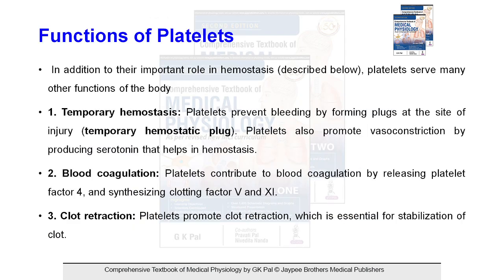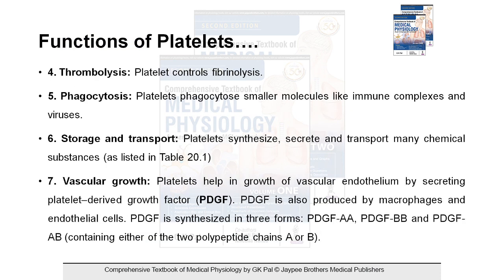Next, what are the functions of platelets? Temporary hemostasis, blood clotting, and clot retraction. Thrombolysis, which means the dissolution of a blood clot. Phagocytosis, the killing of foreign bodies. Storage and transport, as platelets synthesize very important substances. Vascular growth is nothing but repair of damaged tissue, through the platelet derived growth factor.